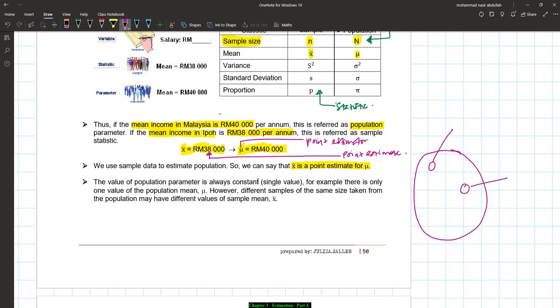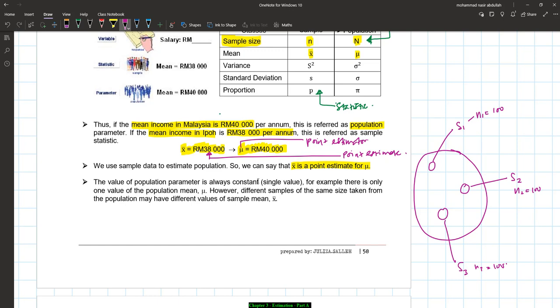Let's say this is sample number one, this is sample number two, this is sample number three. Let's say we could have n1 equal to 100, so we take 100 people for one sample. n2 will be another 100, n3 will be another 100. So we can have many samples.